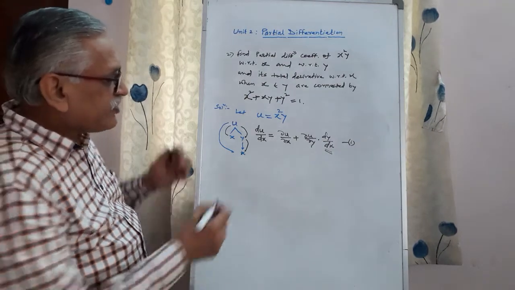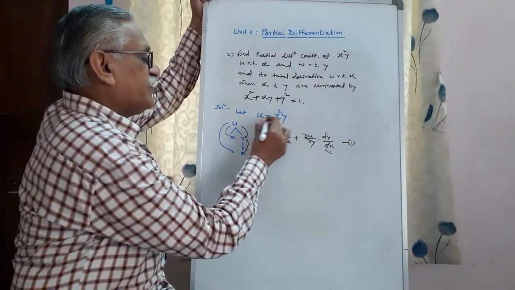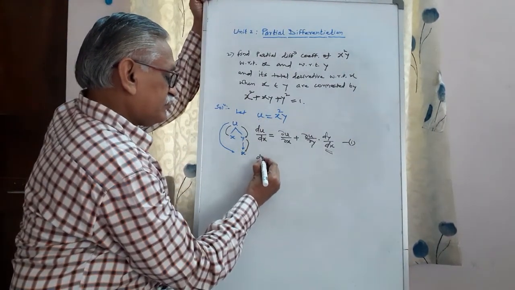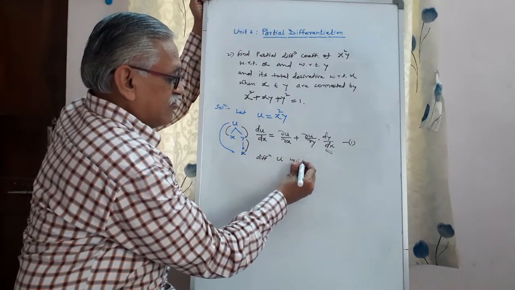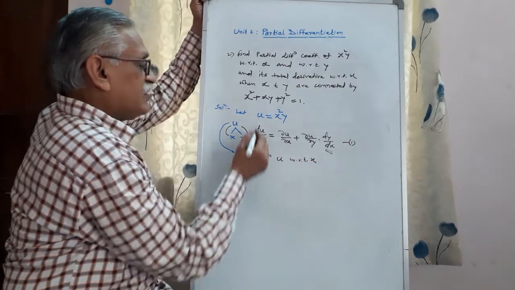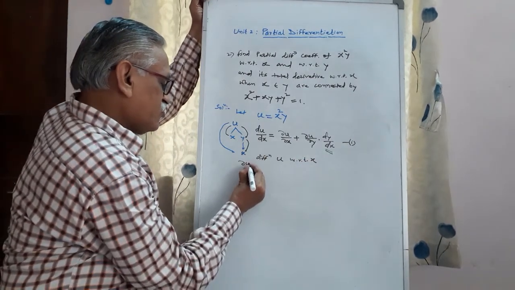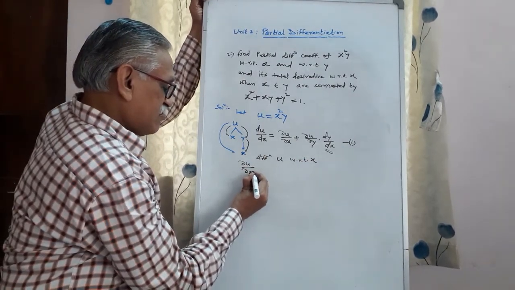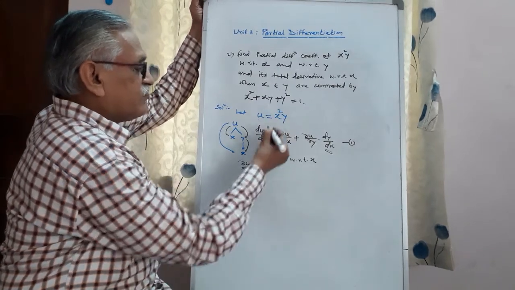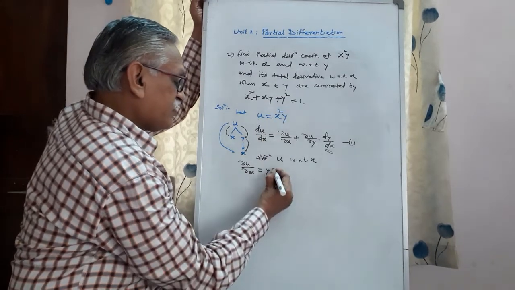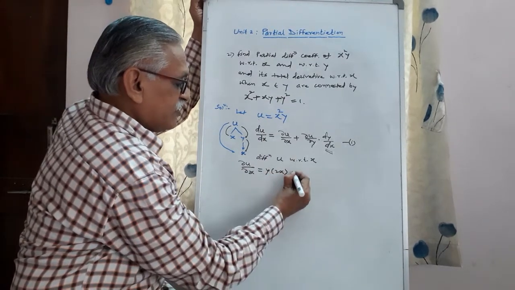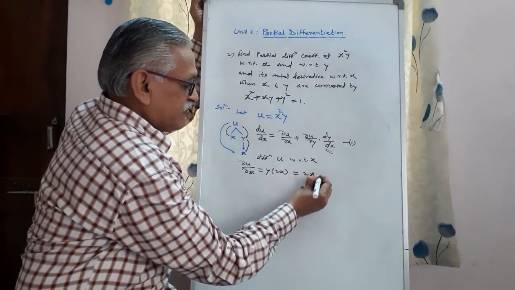And then we perform this, differentiating u with respect to x. Therefore, its derivative is dou u by dou x, equals to, keeping y constant, derivative of x square is 2x, and therefore it becomes 2xy.